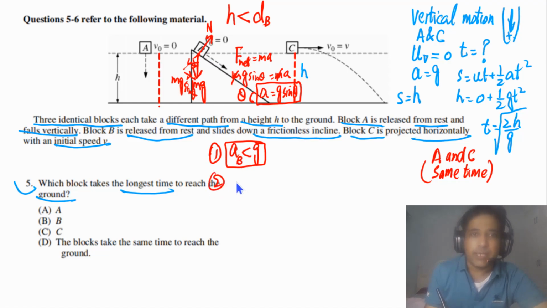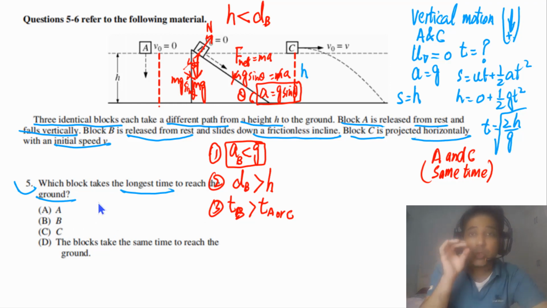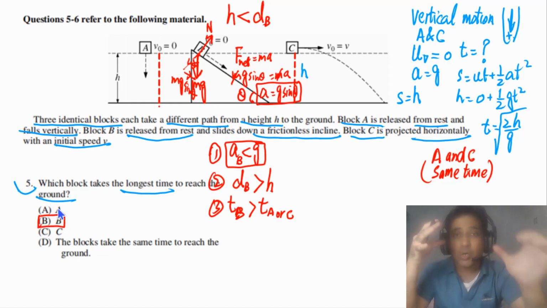The second thing is that the distance traveled by B is longer than the height, the vertical displacement of A and C. So B will take a longer time. The time taken by B will be longer than the time taken by A or the time taken by C. So the answer for this question has to be B, because the question is asking for the longest time. The longest time is taken by B. So this is how you need to answer.